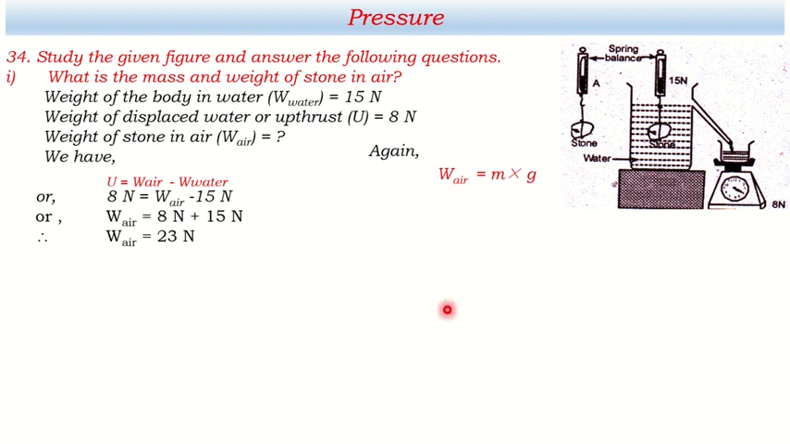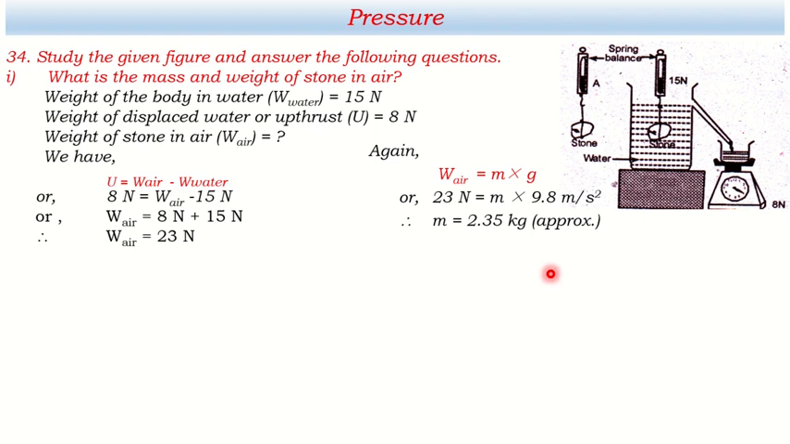W equal to mg. Now we are taking values. Weight in the air we have how much? 23 Newton. Mass we are going to calculate, and g we know is 9.8 meter per second square, the average value of g on the earth. That's why we can use this value.